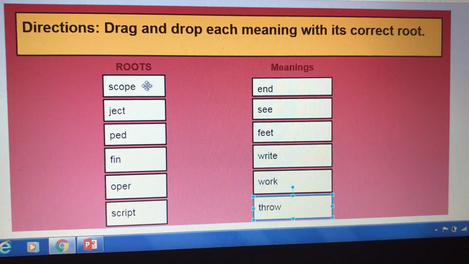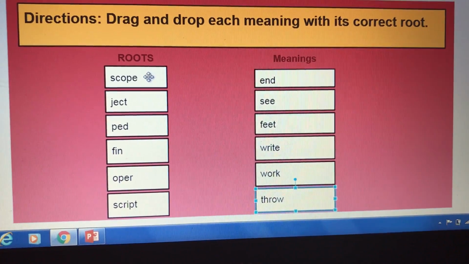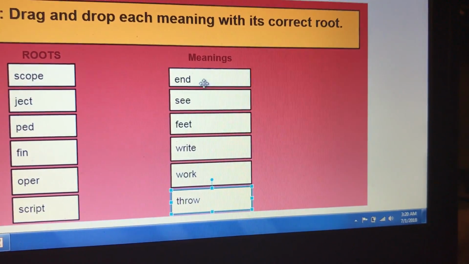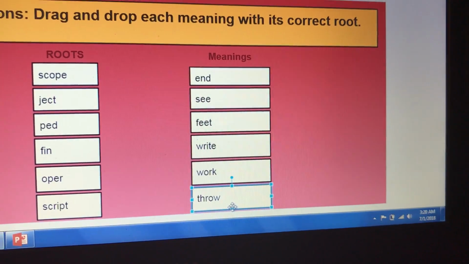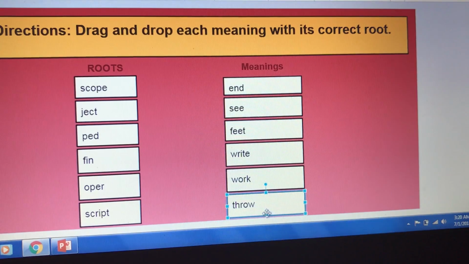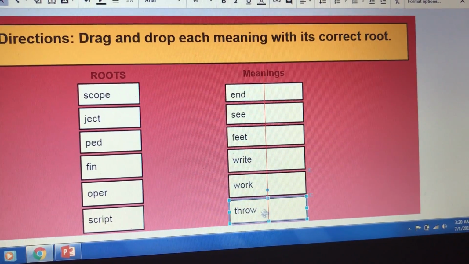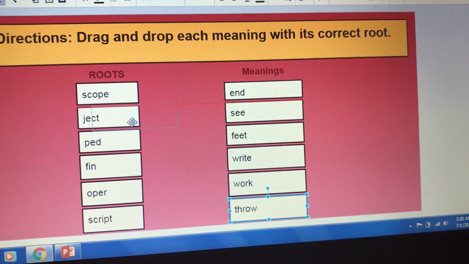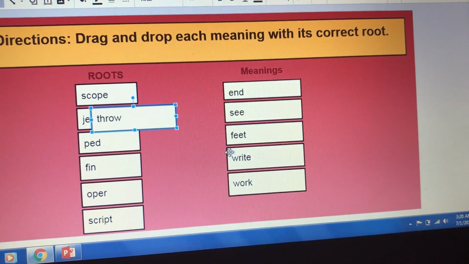On the left-hand side of the screen, students will encounter several Greek and Latin roots. On the right-hand side of the screen, they'll see meanings for that root. To complete the task, students simply need to drag and drop each meaning with its corresponding root.